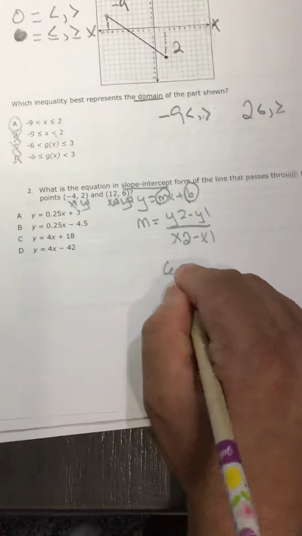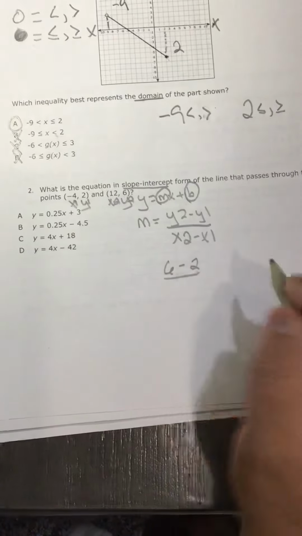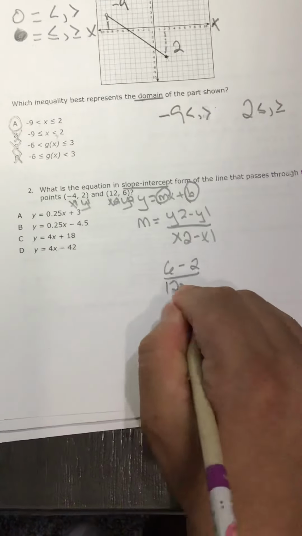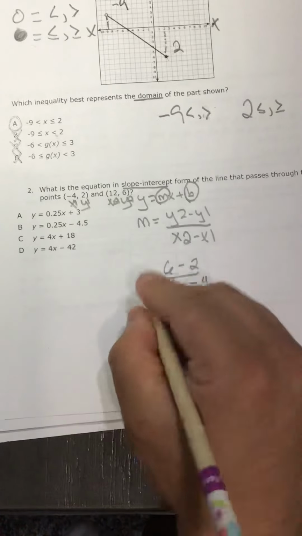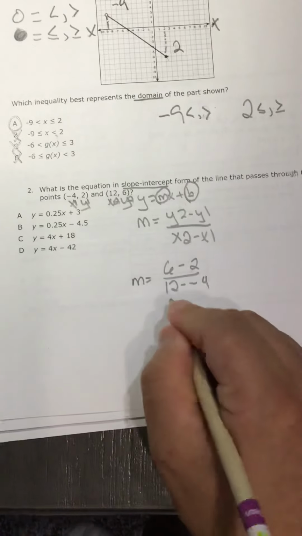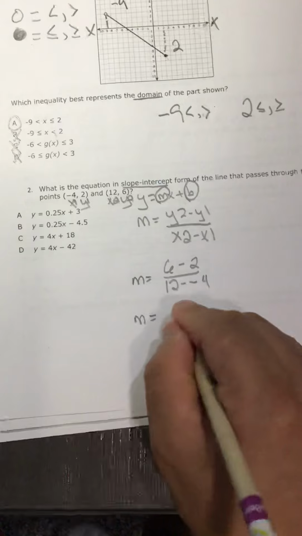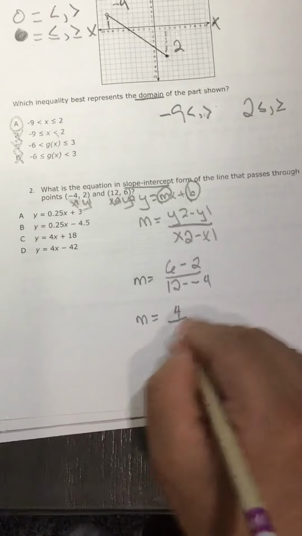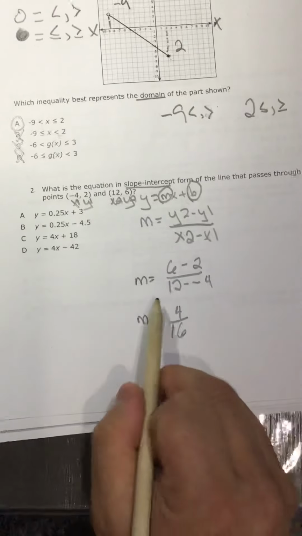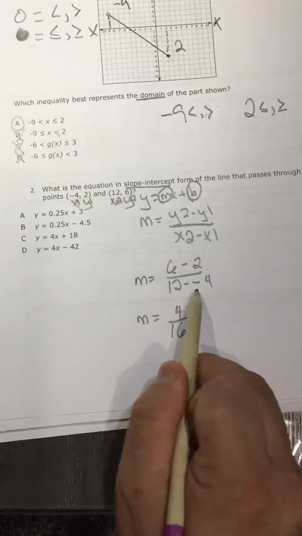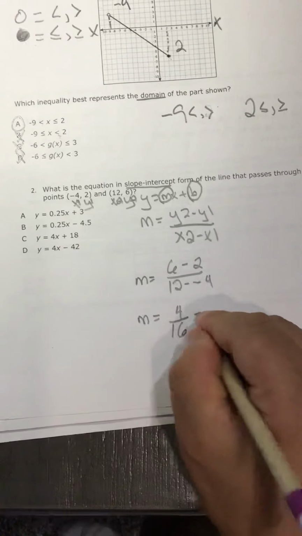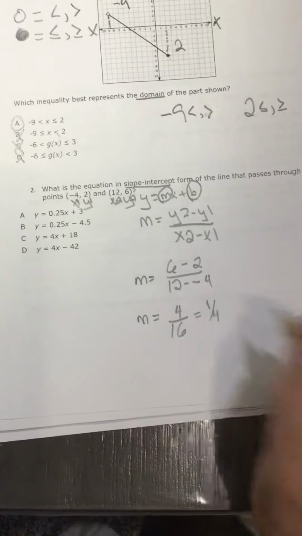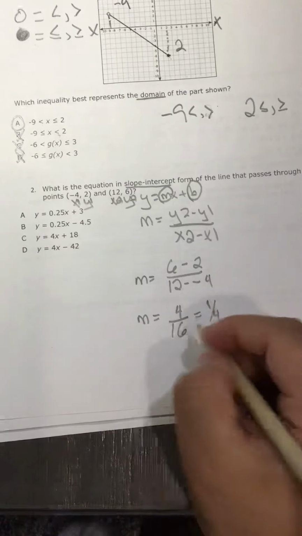Y2 es 6 menos 2. X2 es 12 menos -4. Respuesta de esto es m es igual a 4 sobre 16. We know that 6 minus 2 is 4. 12 minus -4 is 16. And we will simplify this, and that is 1/4. So now we have m.